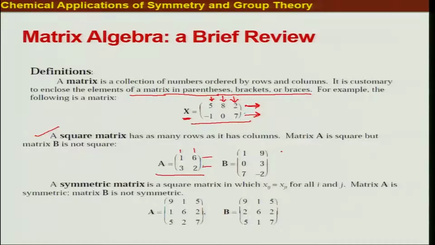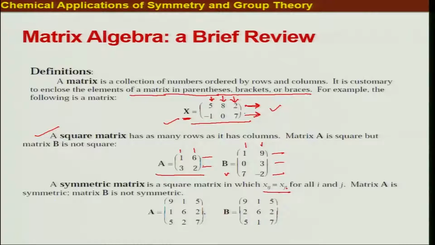While if I look at the matrix B here, it has two columns but three rows, similar to the example shown on the top. So this B or this X here, they are not square matrices. Okay. Now, one more type of matrix that we can think about is a symmetric matrix. So a symmetric matrix is a square matrix in which xij equals xji.